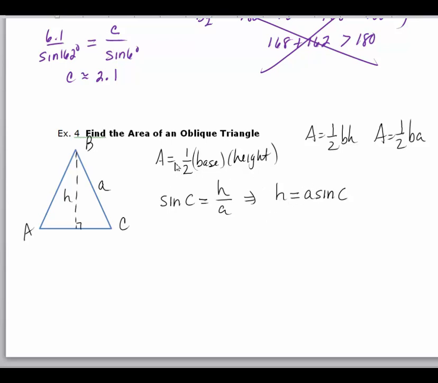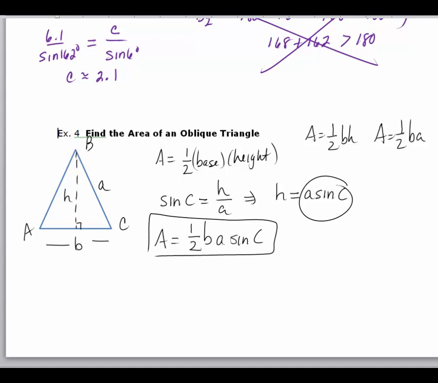So if I use this formula, the area equals 1/2 the base times the height. If I call B the base of this triangle, H is the height, the area will equal 1/2 the base, which is B, times the height, which is A sine C. That's one formula.